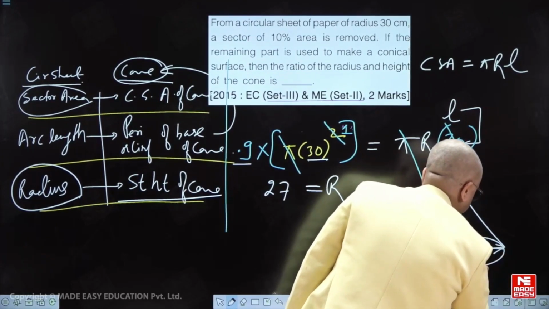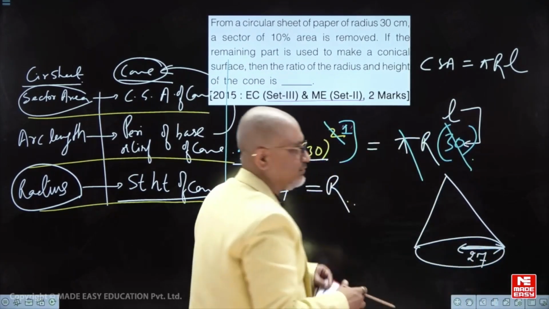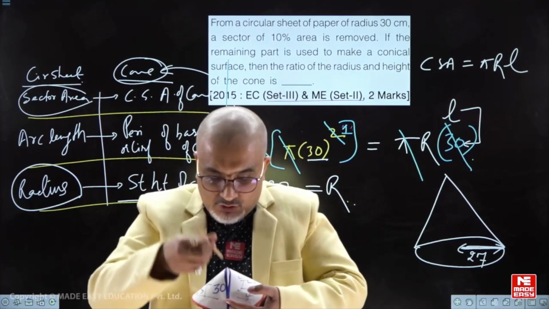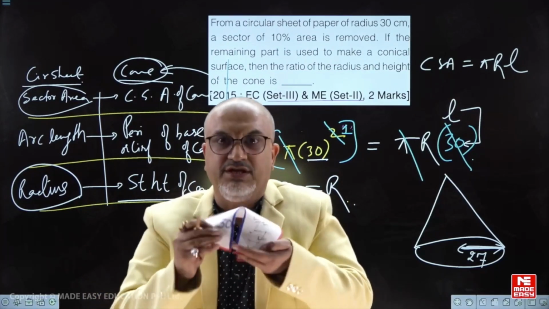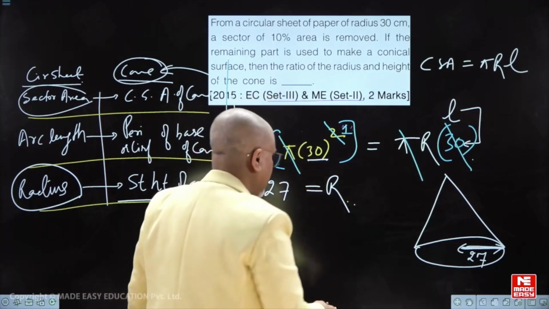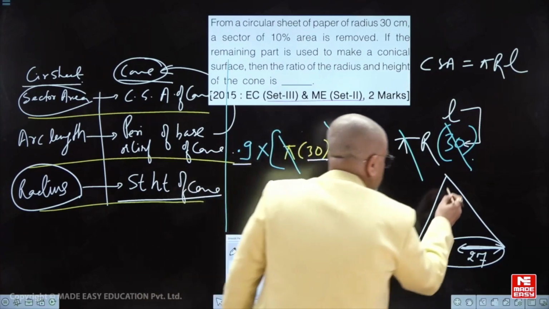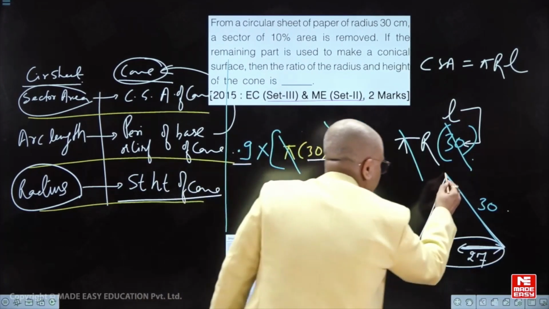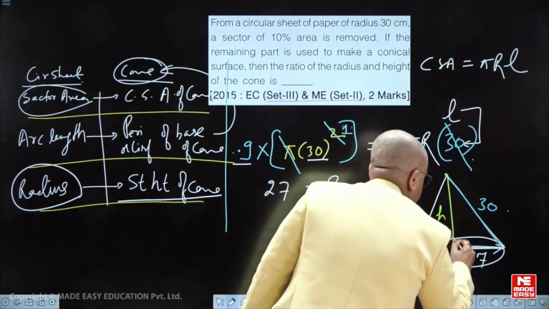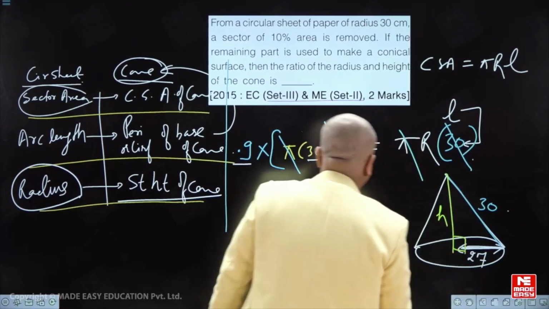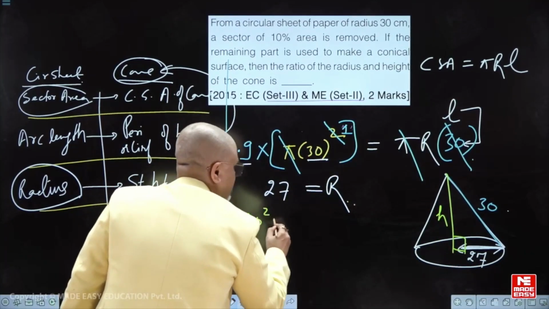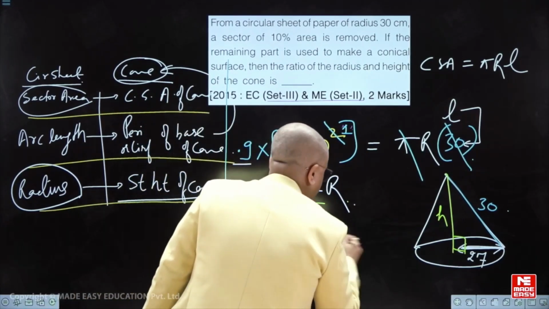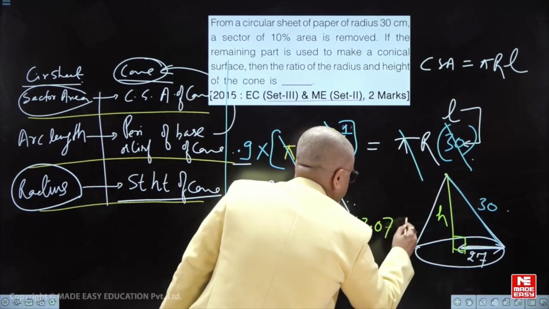Let me paint it with the white color. This is the radius of the cone, and we already know that the slant height for the cone is equal to 30. So let me put the slant height here. Here I can easily calculate the height by applying Pythagoras. We can calculate the value of h in this right angle triangle: the square root of 30 square minus 27 square. This value you can calculate as 13.076.